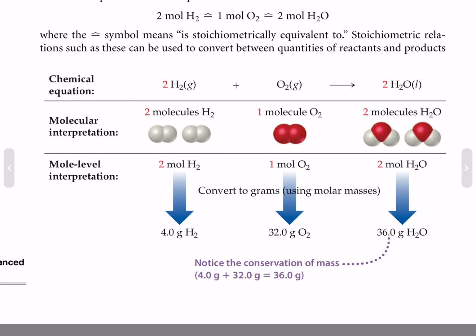The mole level interpretation: 2 moles of hydrogen is equal to 4 grams of hydrogen, going through the periodic table. 1 mole of oxygen is 32 grams of oxygen, and 2 moles of water is 36 grams of water. There is a conservation of mass here because 4 grams plus 32 grams yields 36 grams.